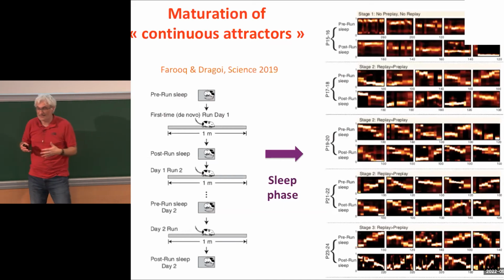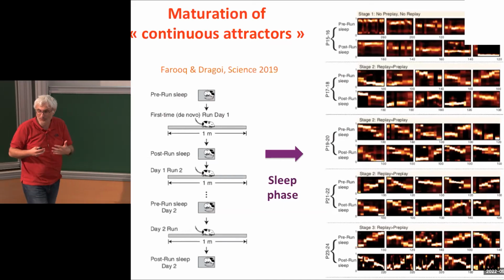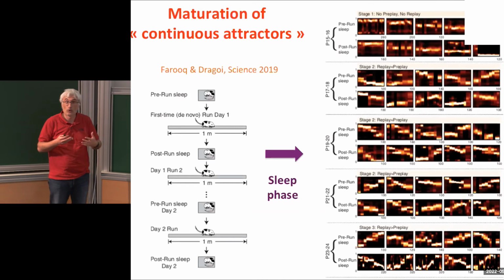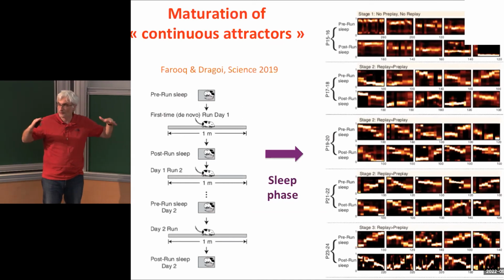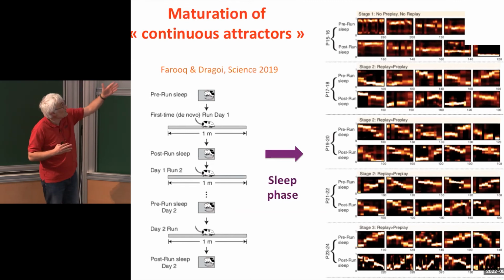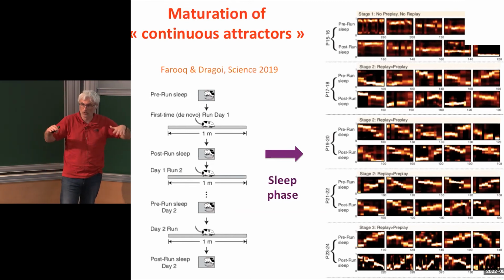So I would like to see that as some kind of evidence for the maturation of a continuous attractor as a collection of discrete attractors which are actually merging, right? It's just a way to interpret the things, but it seems pretty clear that we are going from discrete fixed points to something which is much more continuous over time.